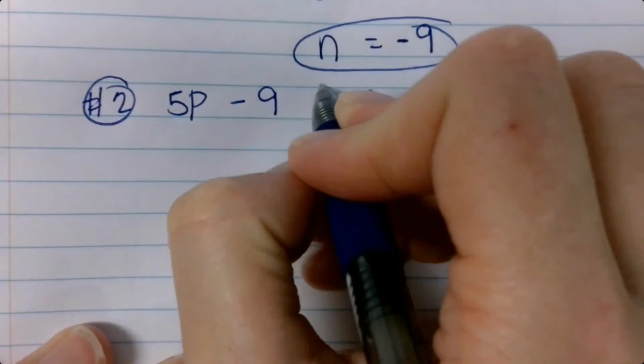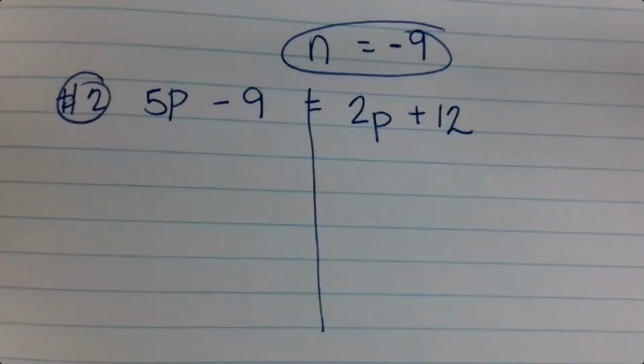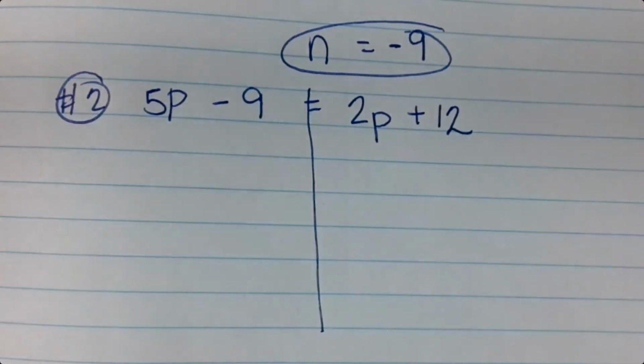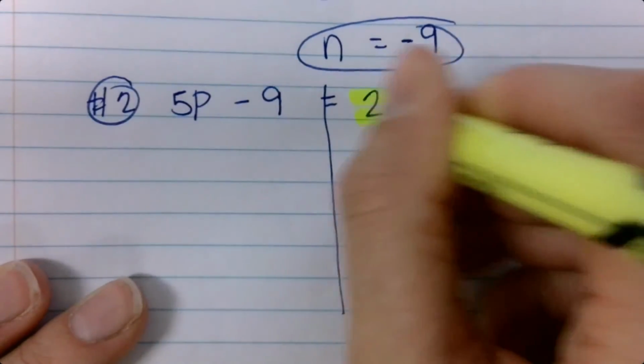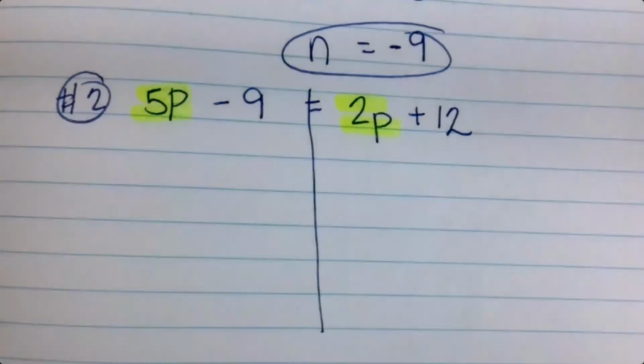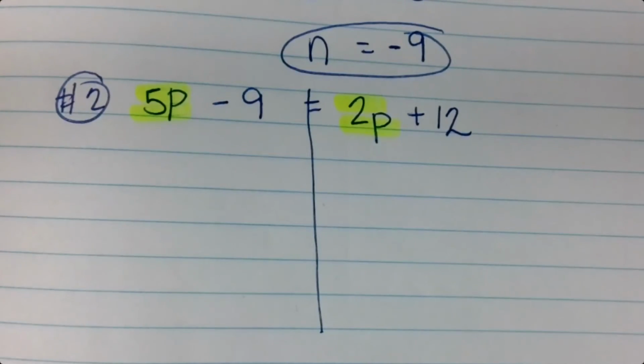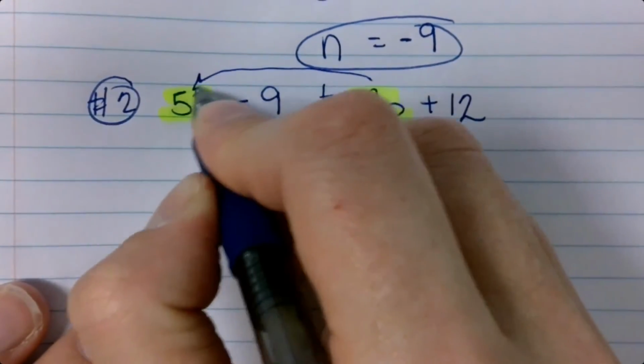So same thing. Draw that barrier. Let's get our letters onto one side. So think about what our letter is. So that means that we are putting together the 5p and the 2p. Because they're on opposite sides of that line, I have to move one of them. I'm going to move that 2p to be with the 5p.